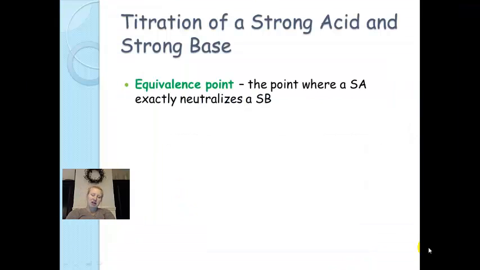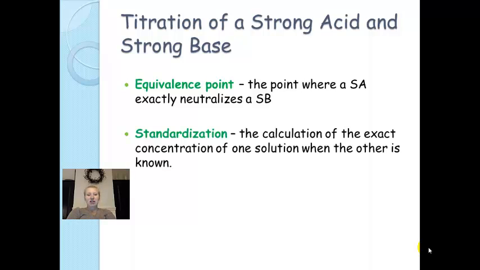Remember from topic 1 that titrations are often used to find the concentration of a solution that we don't know. So you can titrate a strong acid and a strong base together if you don't know the concentration of your acid or you don't know the concentration of your base, but you do know the concentration of the other. Now, the equivalence point of the titration is going to be the point where the strong acid exactly neutralizes the strong base, so they're in equilibrium, equal amounts of acid and base.